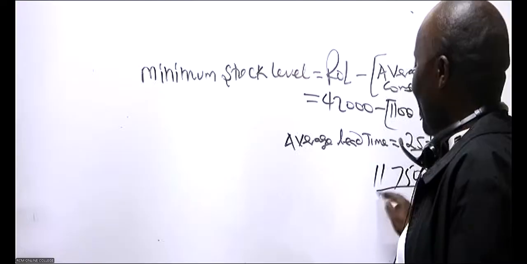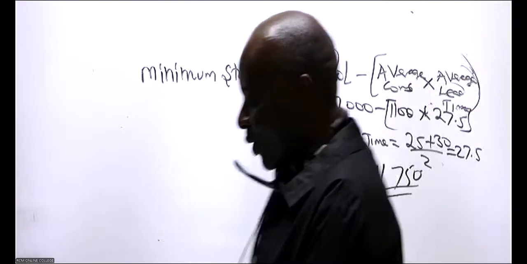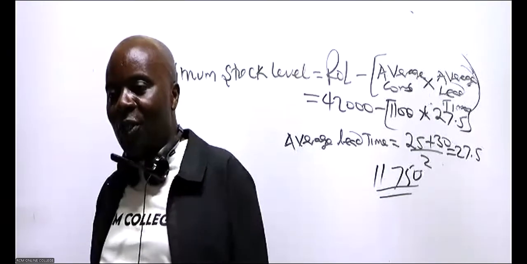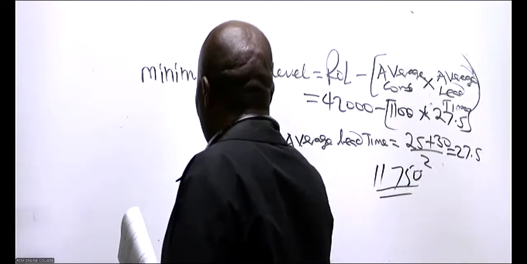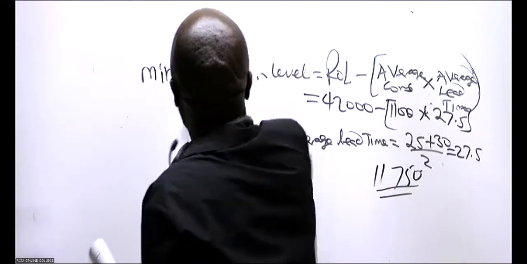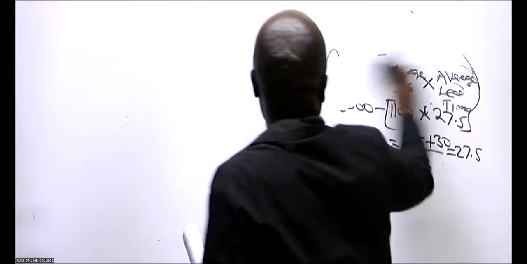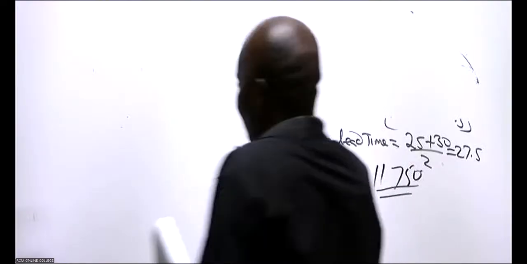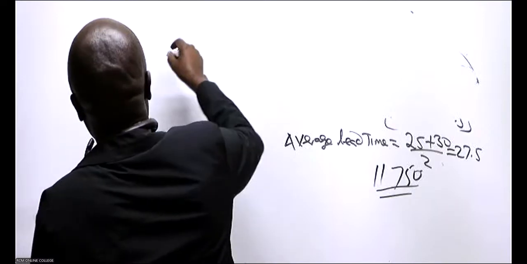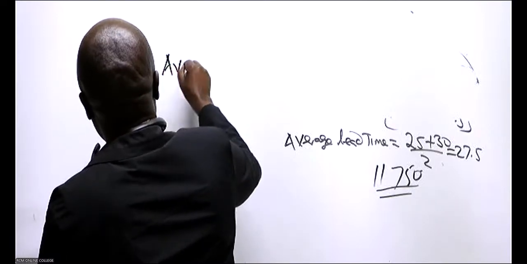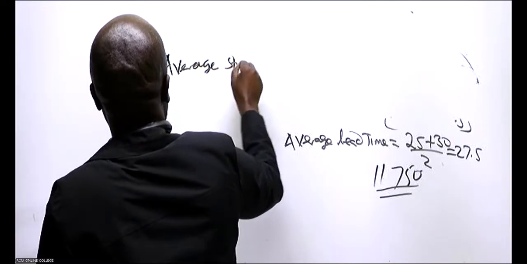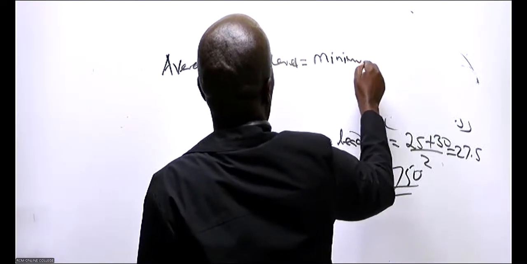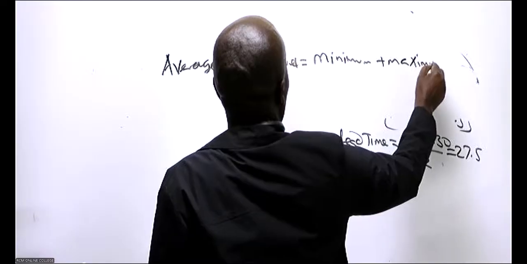11,750, isn't it? 11,750. And then lastly, they want us to do the very simplest, which is averaging. So average stock level, you'll take what divided by what? Minimum plus maximum divided by 2. So average stock level is minimum plus maximum, divided by 2.